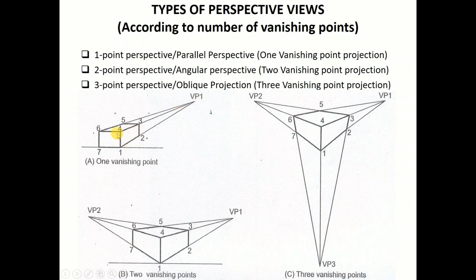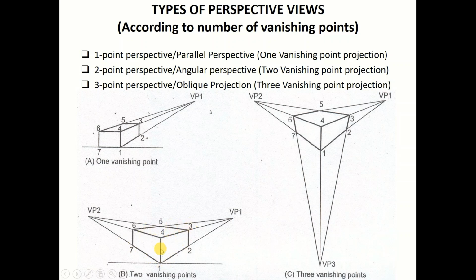So you can see the vertical lines are parallel, 1, 4, and 6, 7 are parallel. The horizontal lines are also parallel, but the lines along the depth direction are non-parallel. Similarly, in the second case, you can see only the vertical edges are parallel, but the lines along the depth and along the width direction, they are non-parallel.